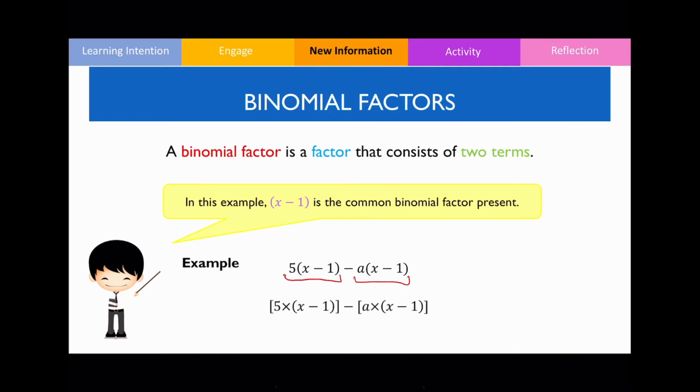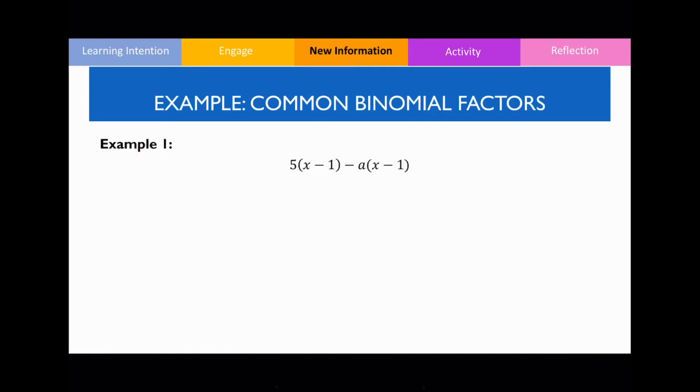So if I rewrite it like this, you can clearly say that x minus 1 over here is going to be the binomial factor. Now, in this example, I'm going to show you a very long way of how we actually factorize this, and this is going to make sense if you're a beginner.